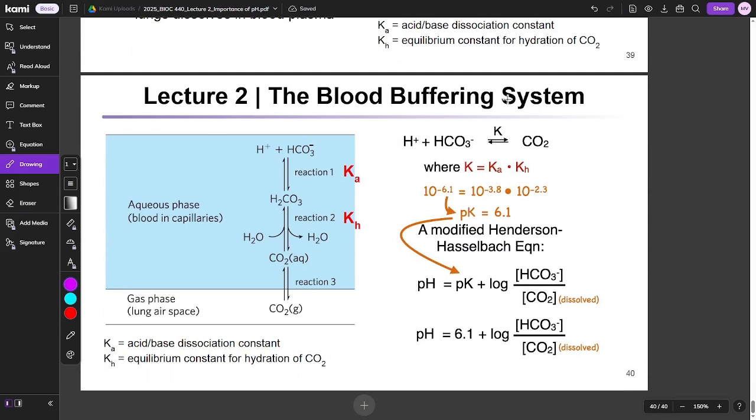And then here is that buffering system in all of its glory. Here's that pK, here's that equation. Probably shows up on your test. In some shape or form, the blood buffering system will show up. So just keep that in mind.